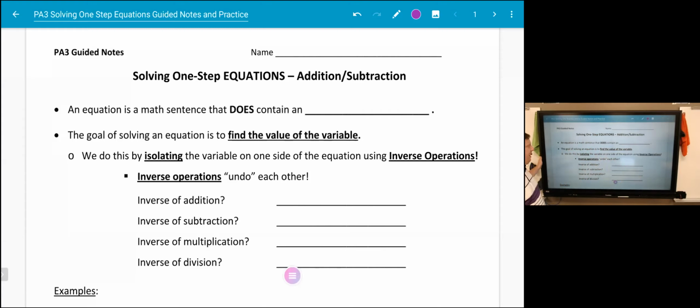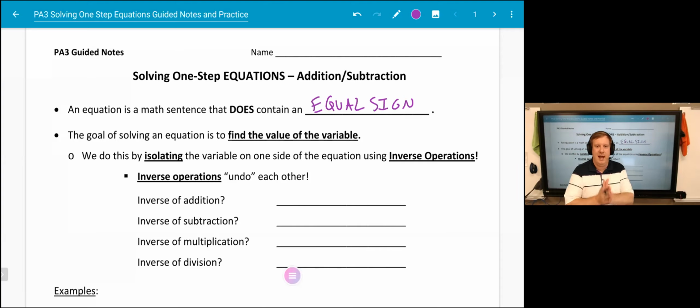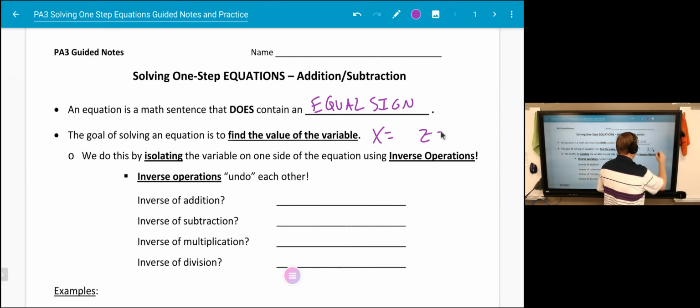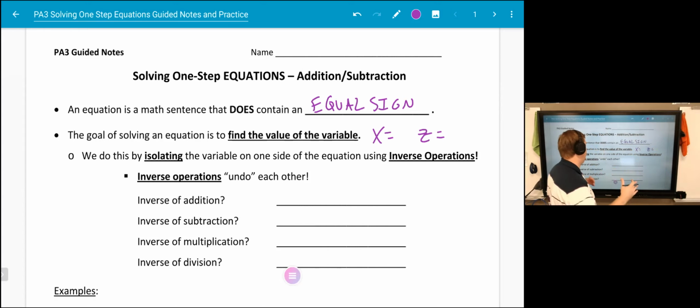An equation is a math sentence that does contain an equal sign. We have been working with expressions, which do not contain the equal sign, so now we're at equations. The goal of solving an equation is to find the value of the variable. In other words, you're trying to get x alone, or z alone. You want the variable equal to something.